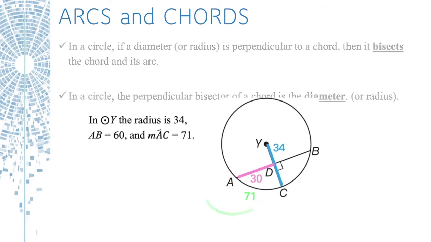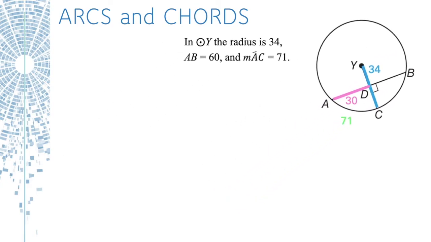So with this in mind, let's find a few other measurements. If the measure of arc AC is 71, then the measure of arc BC is also 71. And AD, well, we've already found that to be 30. What about YD and DC?